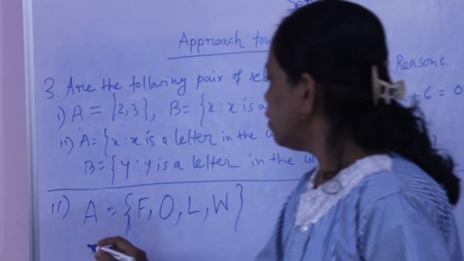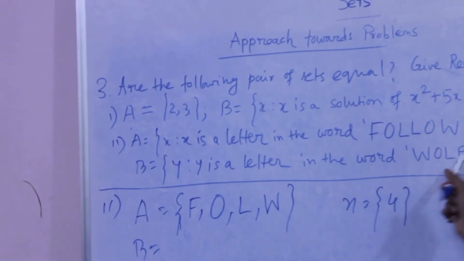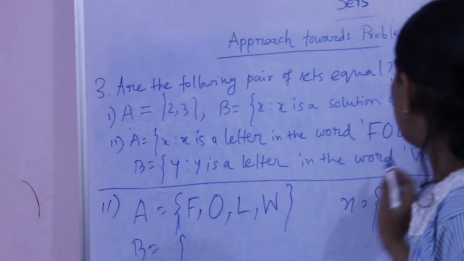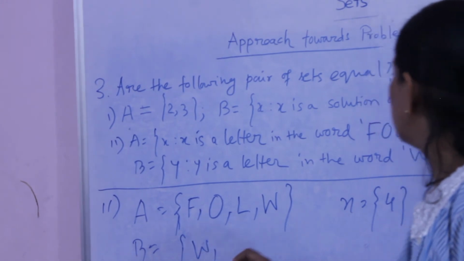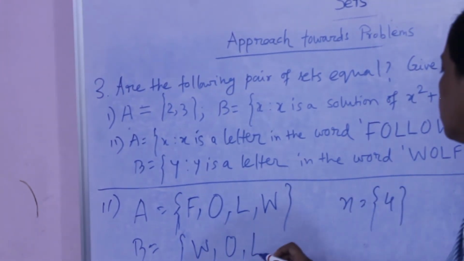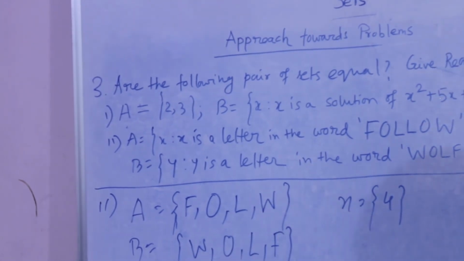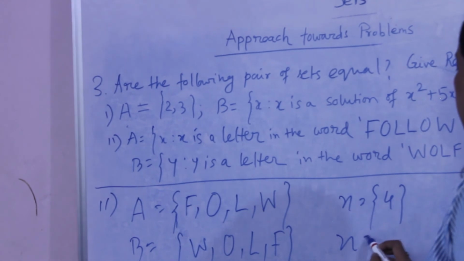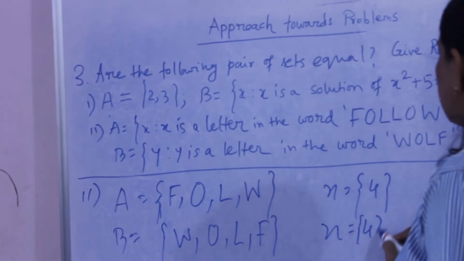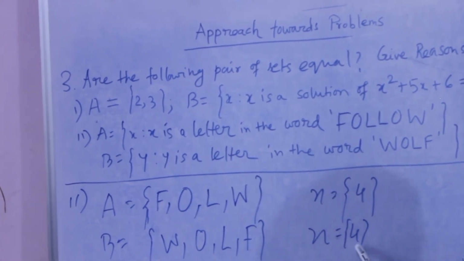In set B, the elements are like this in the word wolf. Here the first letter is W, the second letter is O, the third letter is L, the fourth letter is F. So the number of elements in this set is also 4.